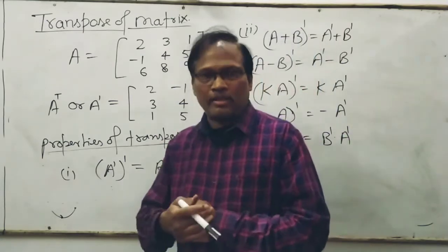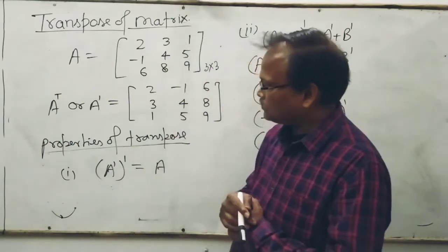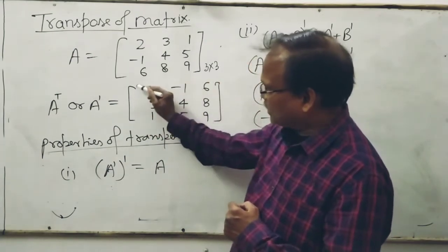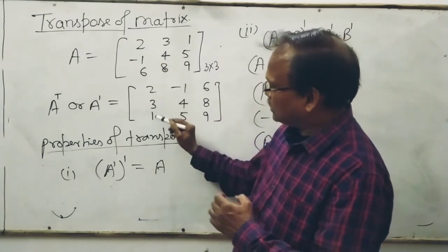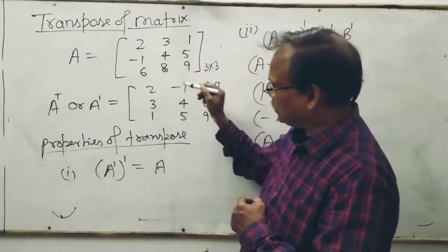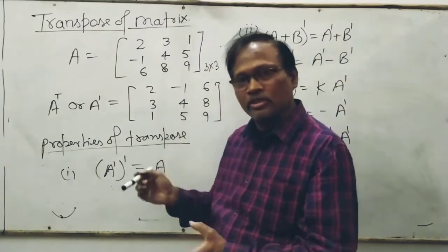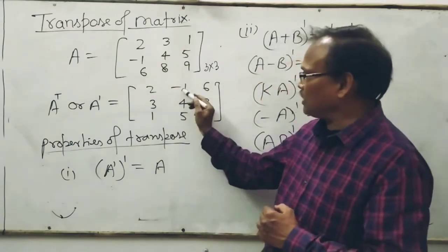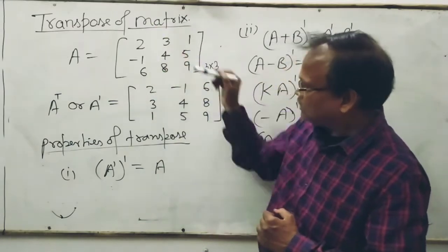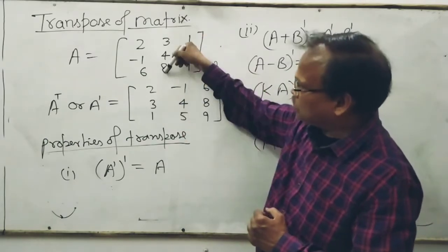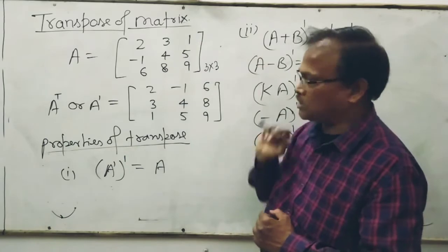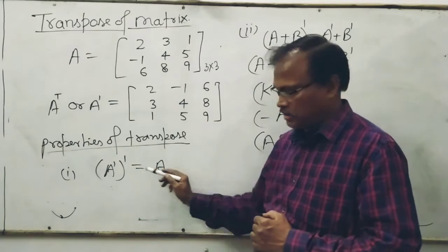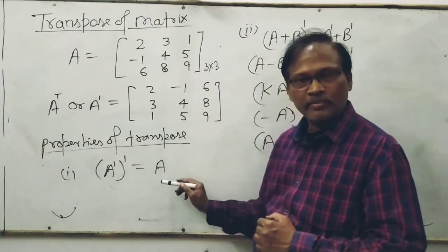Now some properties are there. Properties of transpose. If you do the transpose of this matrix again, changing the rows into the columns, a double transpose means you will get the same matrix. You can check. 2, minus 1, 6 will change into the column 1 as it is. The row 2 will change into the column 2 and row 3 will change into the column 3. It means that with a double transpose you will get the same matrix. A dash whole dash, this is the same matrix.